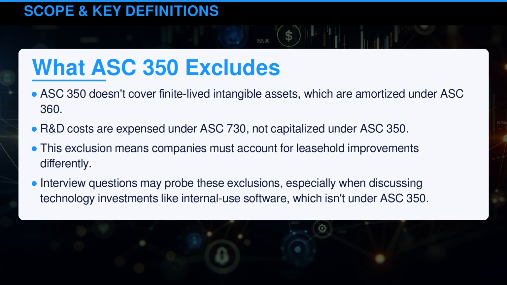ASC 350 doesn't cover finite-lived intangible assets, which are amortized under ASC 360. R&D costs are expensed under ASC 730, not capitalized under ASC 350. This exclusion means companies must account for leasehold improvements differently. Interview questions may probe these exclusions, especially when discussing technology investments like internal use software, which isn't under ASC 350.